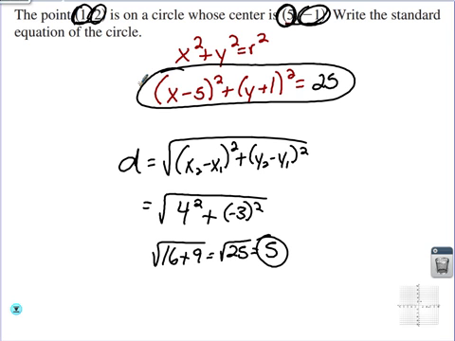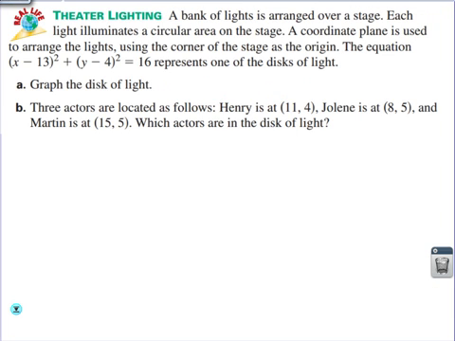It says a bank of lights is arranged over a stage. Each light illuminates a circular area on the stage. I don't know how they would know this. A coordinate plane is used to arrange the lights using the corner of a stage as the origin. The equation, this, represents one of the disks of lights. First off, let's graph the disk of light.